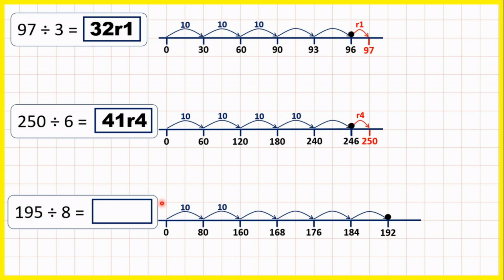So from 192, how many do you need to count on to get to 195? Well, 195 is just 3 more than 192, so our remainder is 3. So 195 divided by 8, we counted 10, 20, 21, 22, 23, 24 steps of 8, then we needed 3 more. So our answer is 24, remainder 3.